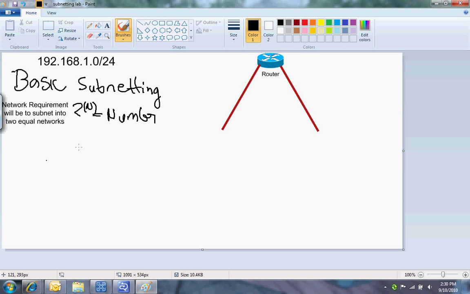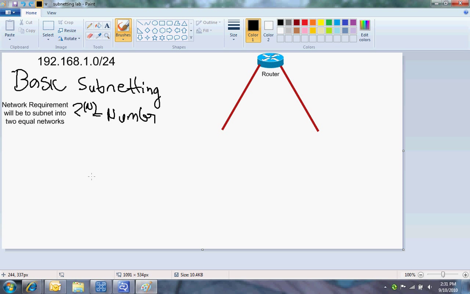Now, there may be some cases where you'll see 2 to the n minus 2 equals networks. Well, in the old days, we could not use the zero network or the broadcast network, or the first or last network. Since that was very wasteful, network engineers redesigned the operating systems, or IOSs, and now we can recover and get those networks. So for this exercise, we will be using 2 to the n, and we're going to assume that I can use the first and last available networks.